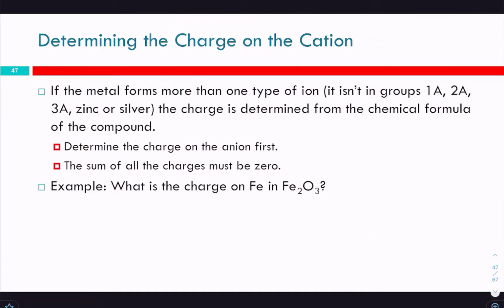So the metal forms more than one type of ion. If it's not in group 1A, 2A, 3A, and then zinc, silver, cadmium, and scandium, then you have to determine the charge on the anion first and use that to figure out what the charge of the cation is.